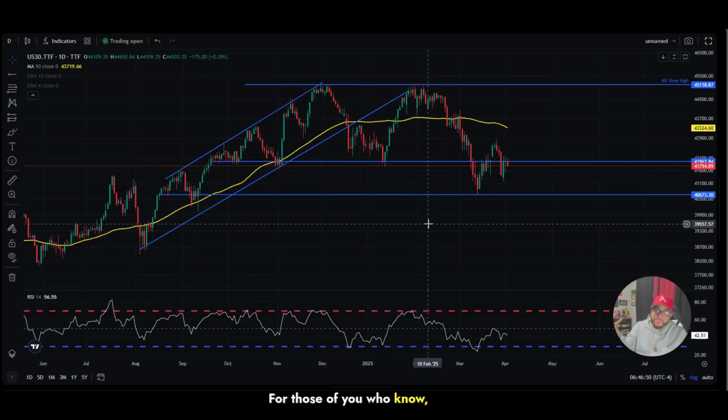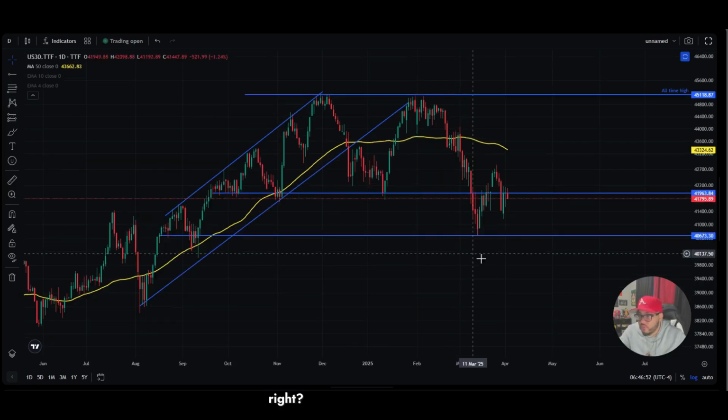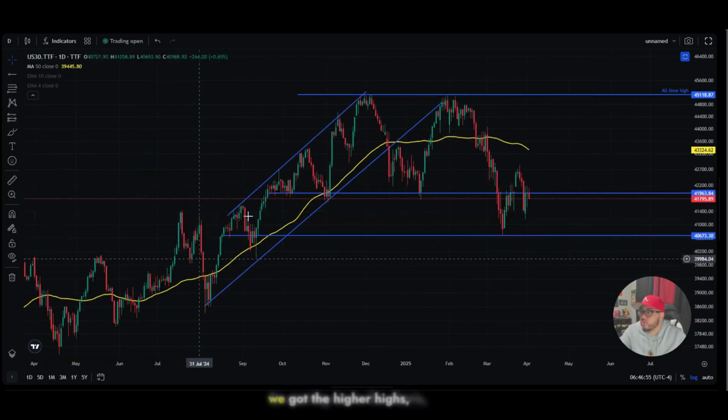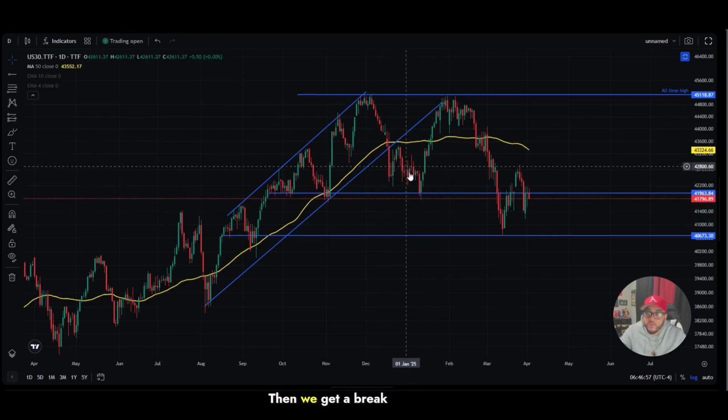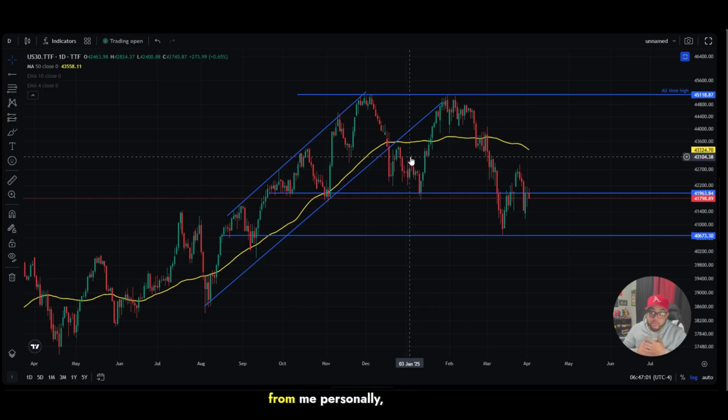For those of you who know, I scalp, right? So moving on to the charts, we got the higher highs, higher lows, higher highs, higher lows. Then we get a break of structure. As you know from break of structure, well, from me personally, how I learned it, you don't essentially enter at the break of structure if you're a conservative trader, right? If you're a more aggressive trader, aggressive traders usually trade at the break. Me personally, it just depends how I'm feeling.